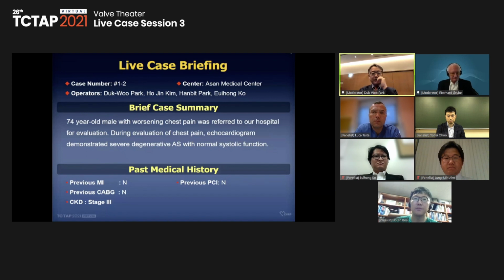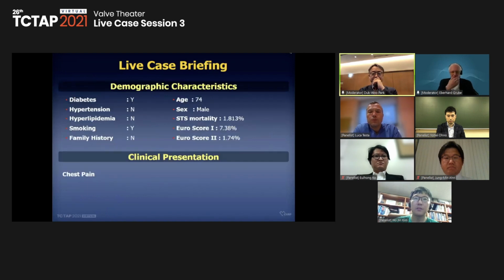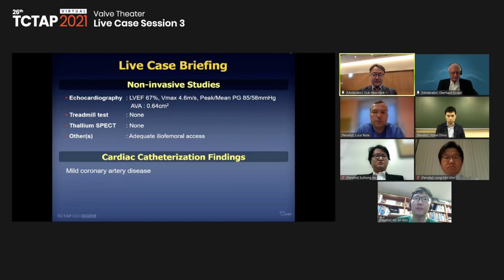And next, cardiovascular risk factors are diabetes and smoking, and he is a current smoker, and the age is 74 years old, and the STS score is 1.8. And next, the echo findings show an ejection fraction of 67%, Vmax elevated at 4.6 meters per second, and a mean pressure gradient of 58 mmHg. Aortic valve area is very severe, at 0.64.